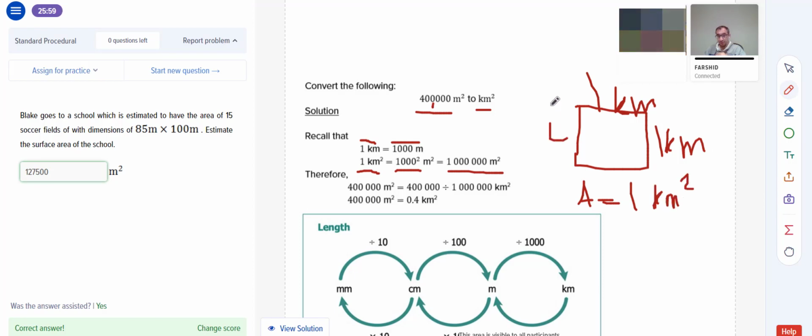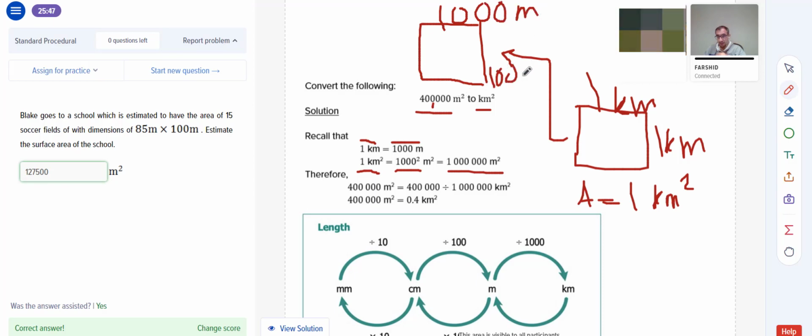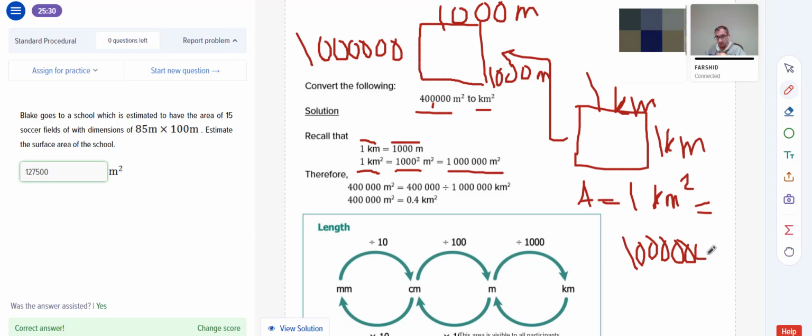So when you want to convert it into meters, that's exactly the same, but written in a different scale. 1,000 multiplied by 1,000. So this one is equal to 1 and then 6 zeros, which is 1 million square meter. See? 1 million square meter.